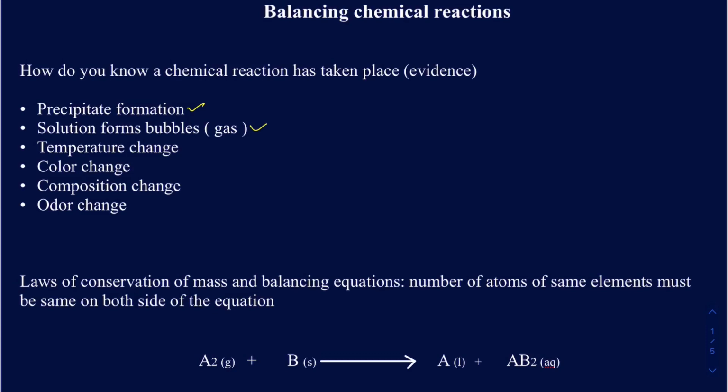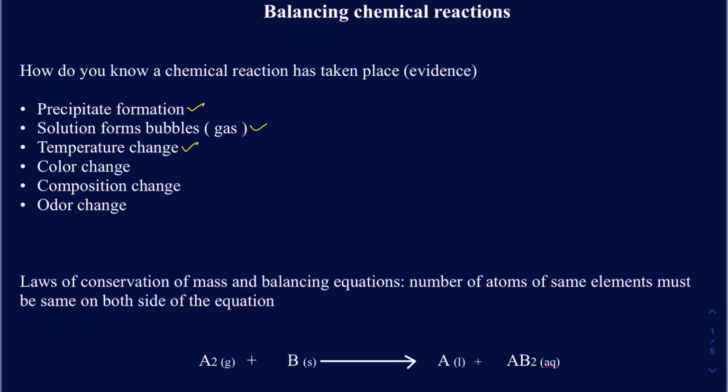So if the temperature goes up for the solution, that means energy has been released after the reaction takes place. If the temperature of the solution goes down, that means the reaction required energy and it retrieved the energy from the solution. Sometimes you may not see a temperature change, but that doesn't necessarily mean there is no chemical reaction. Any one of those evidences will tell you that there is a chemical reaction. You don't have to have all of those at once. You may have only one, and that's it.